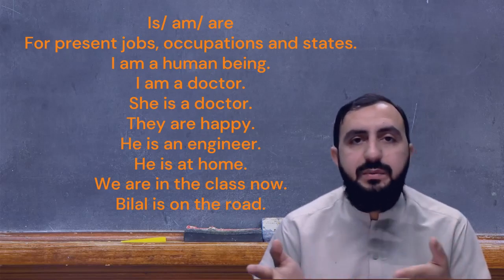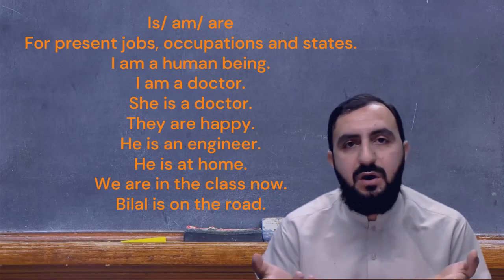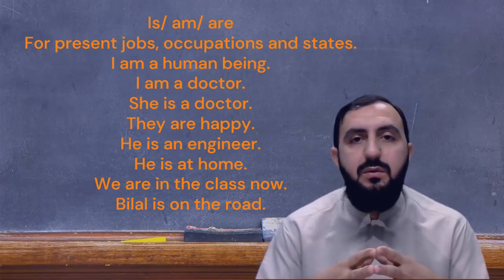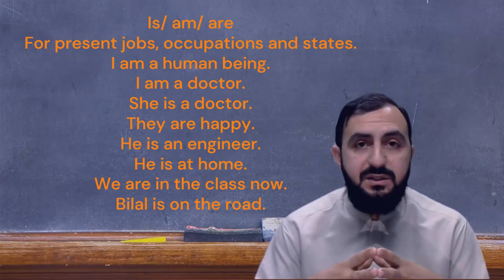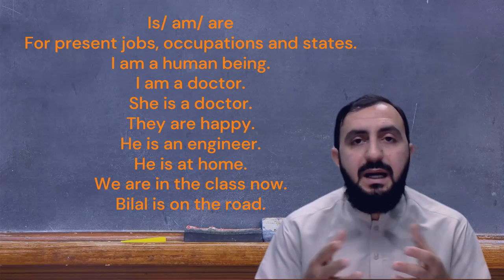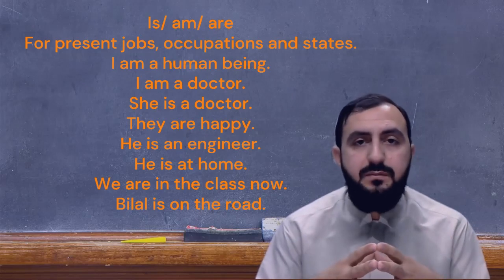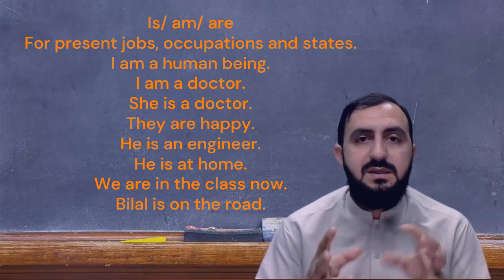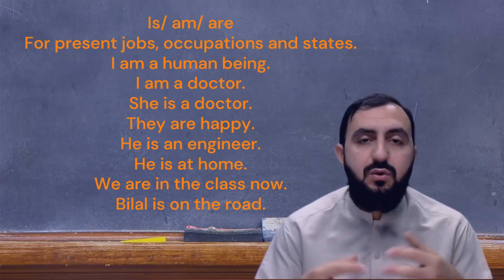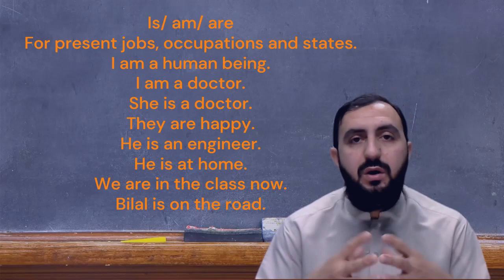For example, he is an engineer. He is a doctor. He is at home. They are in the library. We are in the class now. He is a student. Bilal is on the road. So these are sentences in simple present tense, but they show present state or present existence or occupations.